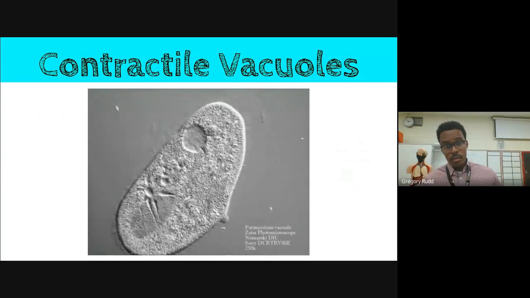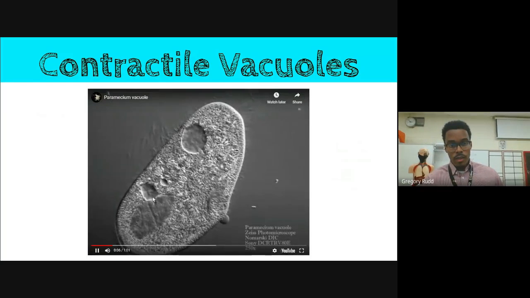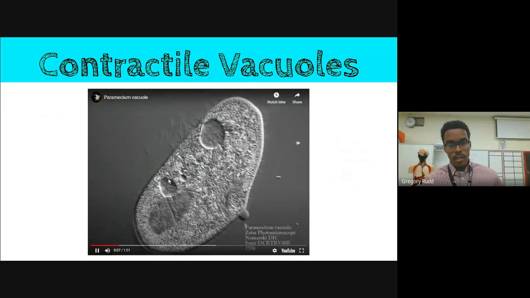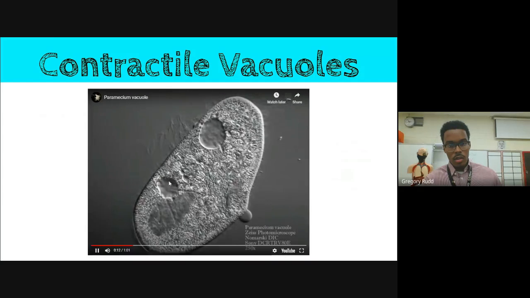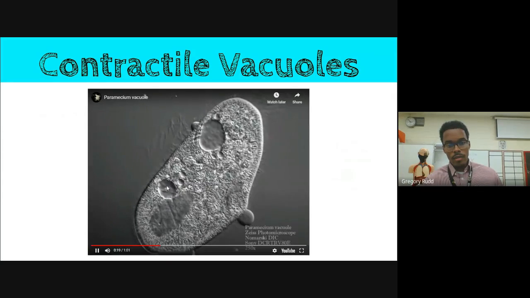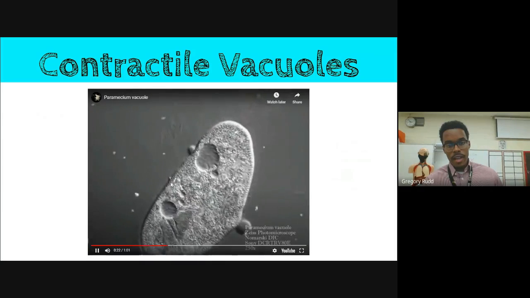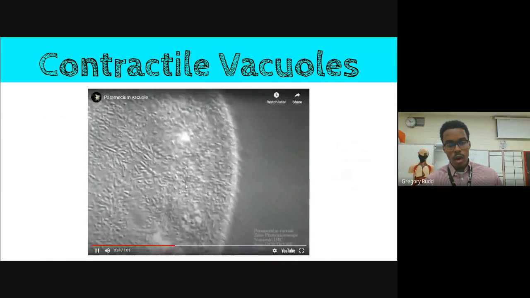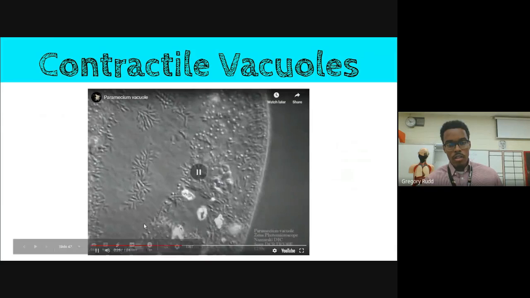So here we can see a contractile vacuole that is going to pump out water. It's going to contract, and then when it contracts, it squeezes out water. And then we can see it grows to store water. So the cell has different needs, and at different times, it needs different amounts of water.